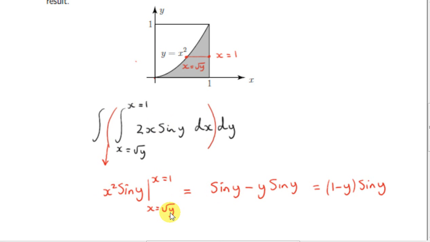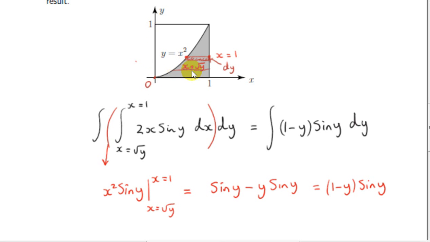Then we have a minus sign. We plug root y in for x. Root y squared is just y. We can factorize sine y out of this to get 1 minus y times sine of y. So the next stage is to consider slices of width dy. You can see that the width has to be equal to dy. Vertical distance here, the width of each slice, and we have to sum all those slices from the lowest value of y, which is 0, to the highest value of y, which is 1.